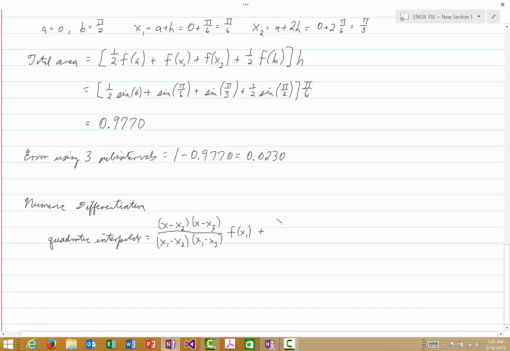plus x minus x1, x minus x3 over x2 minus x1, x2 minus x3 times f of x2 plus x minus x1, x minus x2 over x3 minus x1, x3 minus x2, f of x3.